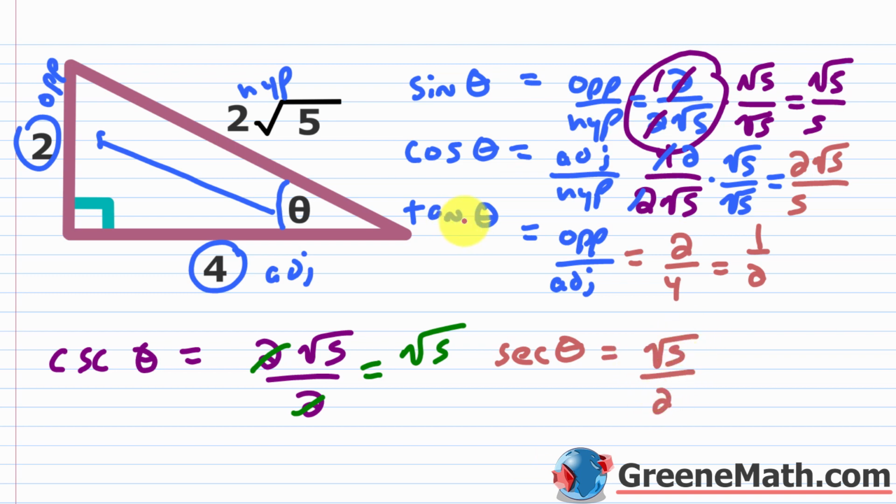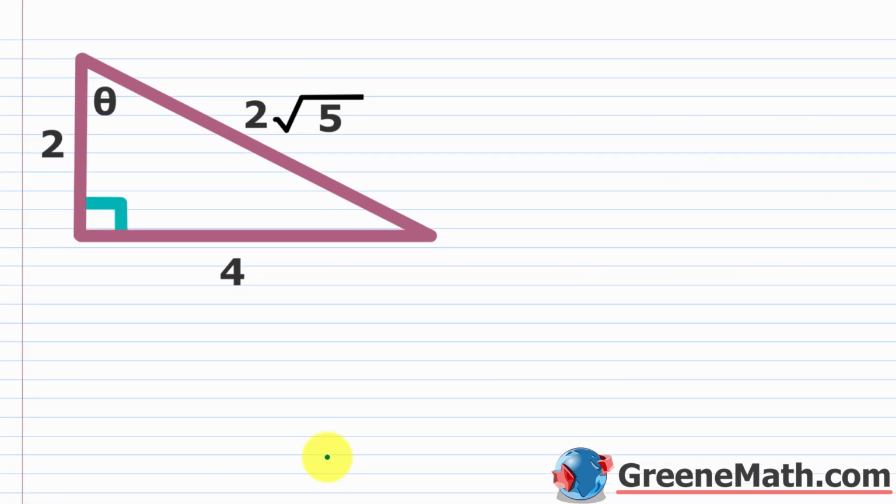So lastly, I'm going to flip the tangent of theta to get the cotangent of theta. And so if I flip 1/2, I just get 2 over 1 or 2. All right, so let's look at another example.